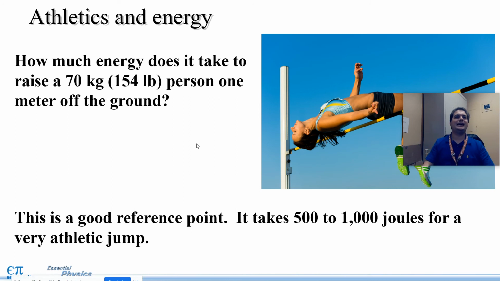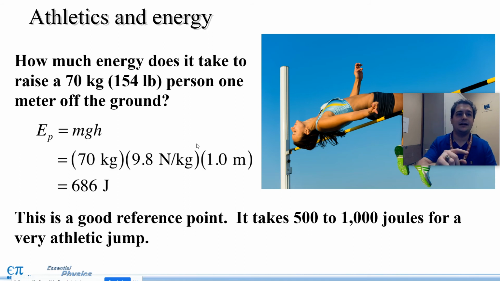How much energy does it take to raise a 70 kilogram, 154 pound person 1 meter off the ground? Let's see. How will we figure this out? Do we know the mass? Yeah, 70 kilograms. Do we know G? 9.8. Do we know the height? 1 meter. It's one. Well, we just multiply. 70 times 9.8 times 1 gets you 686 joules. Okay.